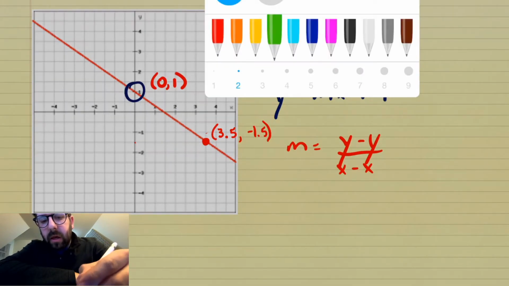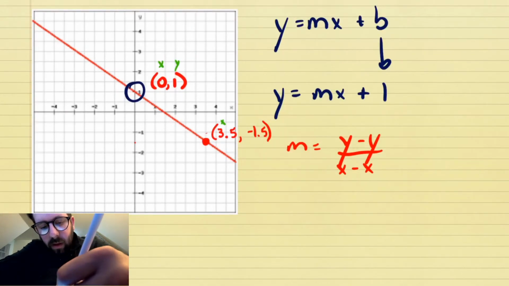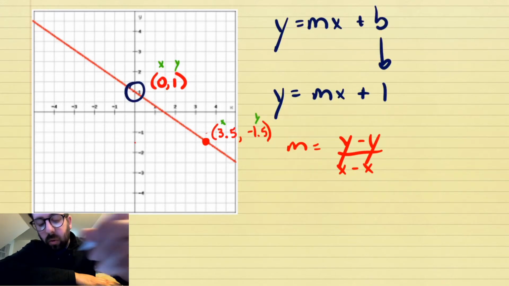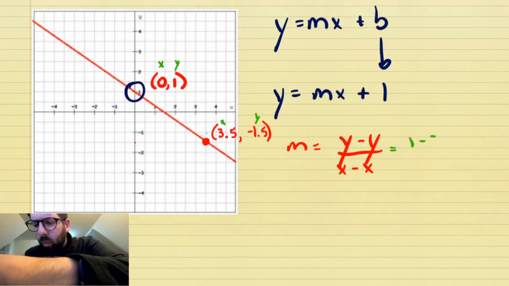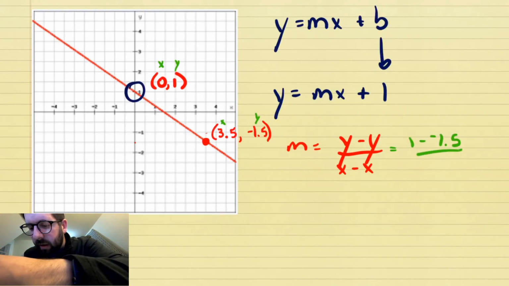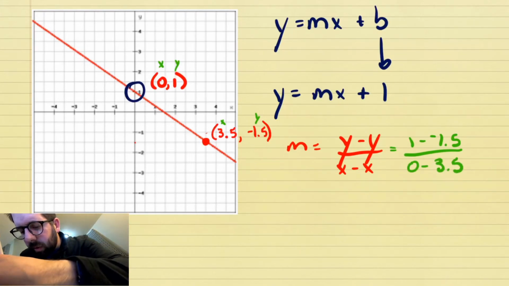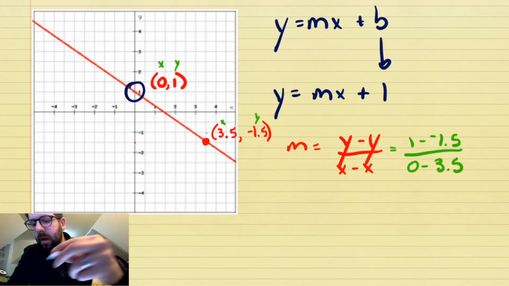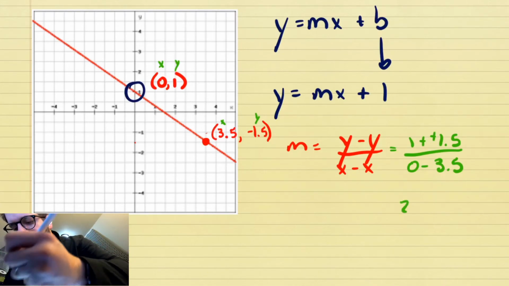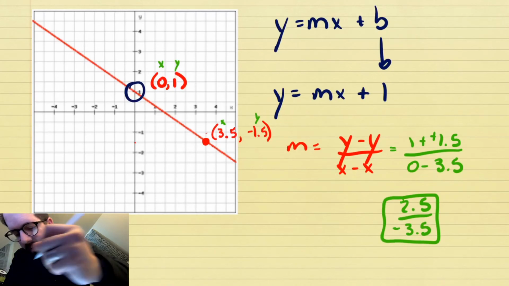Okay, so let me mark these. The x numbers are the front numbers, the y numbers are the second numbers. I know this seems a little goofy, but I'm going 1 minus a -1.5, and on the bottom, 0 minus 3.5. So y minus y, x minus x. Now the negative signs cancel, so I'm left with 2.5 on the top, and on the bottom I'm left with -3.5. And that is my slope.